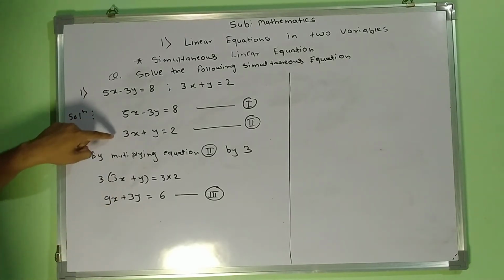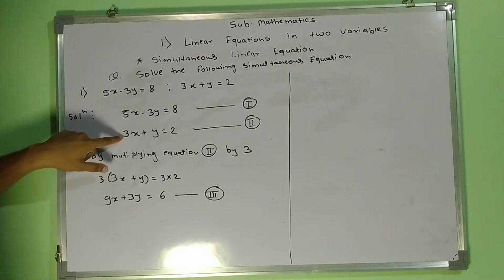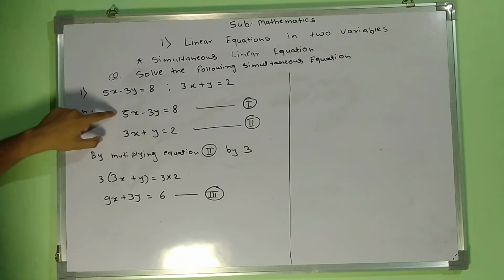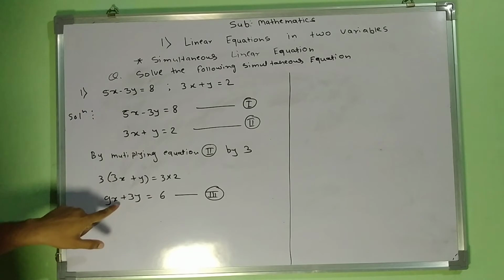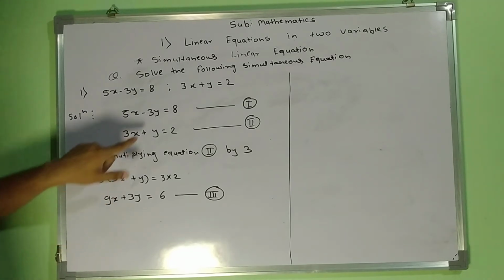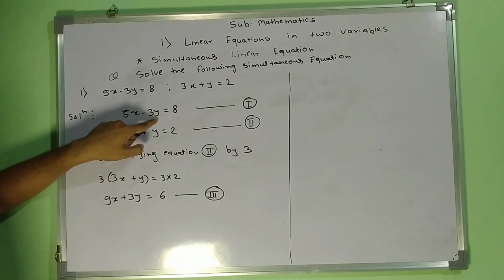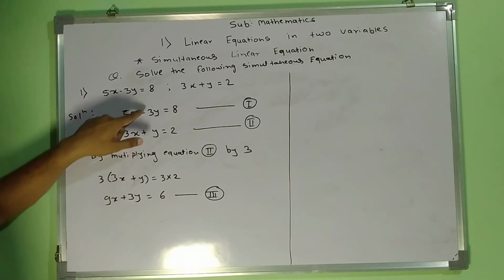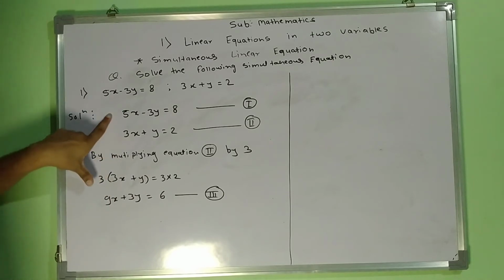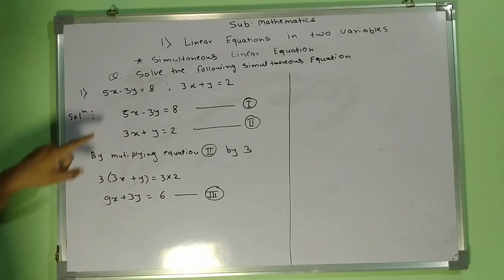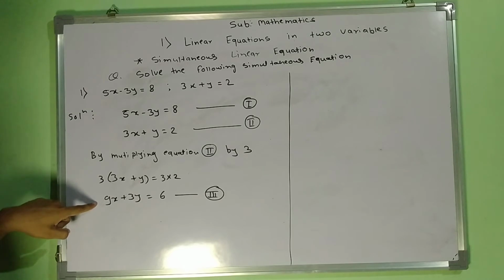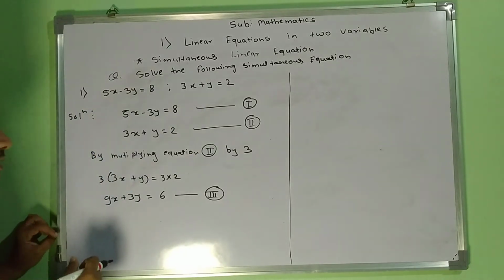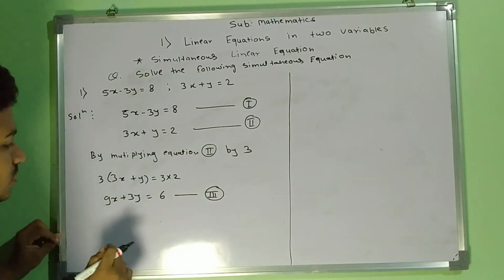Look here, this is the first equation, second equation and third equation. Now forget about the second equation. Now we will compare our first equation and third equation. Now look, the coefficient of the variable x is 5. Here the coefficient of variable x is 9. But look here, the coefficient of variable y is -3, and the coefficient of variable y is also 3. Only the signs are changed. So look at the first and third equations. We have to add equation 1 and equation 3. We will get the value of x, not y.